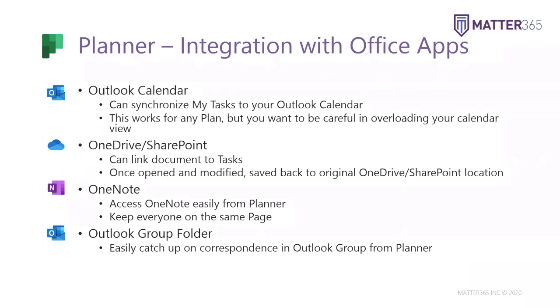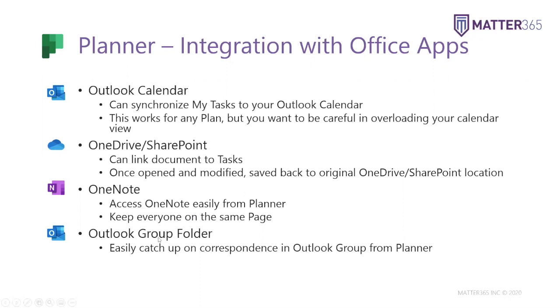And again, the links to documents in SharePoint and OneDrive, if you're using Matter 365, we've already created that link between the SharePoint and Planner. So you can easily link the documents to the task. And once you open and modify them, they're saved back into the OneDrive. So everyone else will know they're working from the most recent versions of the documents. And OneNote, you actually can get quick and easy access to OneNote directly from Planner, which again is another way to keep everybody on the same page.